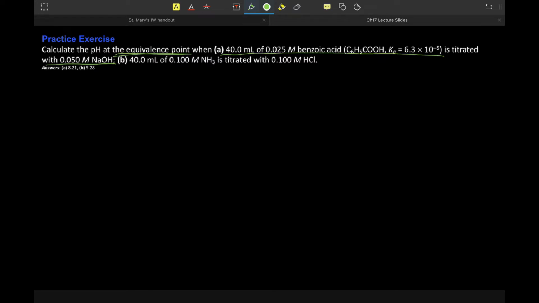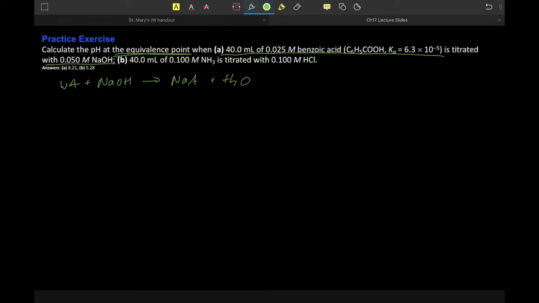So what does the equivalence point mean again? Right, the equivalence point means the moles of titrant added are equal to moles of analyte originally present, right? So if we go ahead and do our weak acid plus NaOH, right, we are going to get our NaA plus my H2O, right?